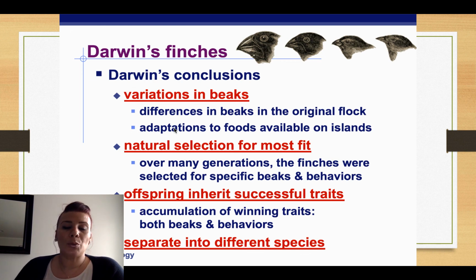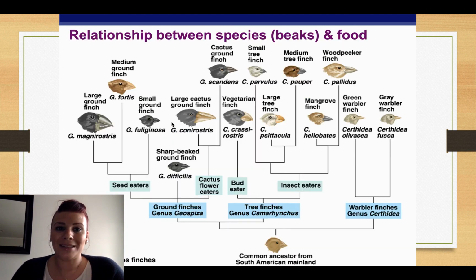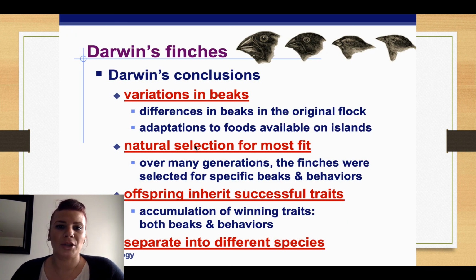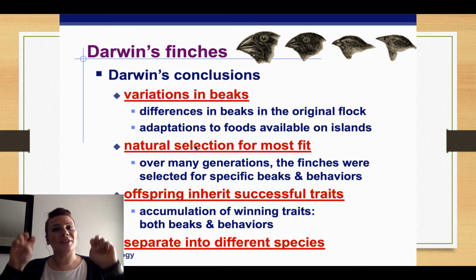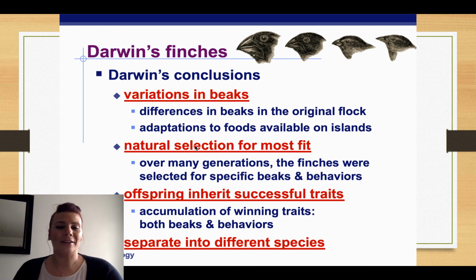All right, so what he concluded, he said, all right, there has to be these variations, these differences in beaks. It's an adaptation to foods that are available to them. So again, it means that these animals were likely to survive more if they had a bigger beak, right? So they could pass down that trait. Natural selection for most fit. So again, survival of the fittest, whatever organism had the fittest or the best fit trait for that environment. And then they inherit successful traits.